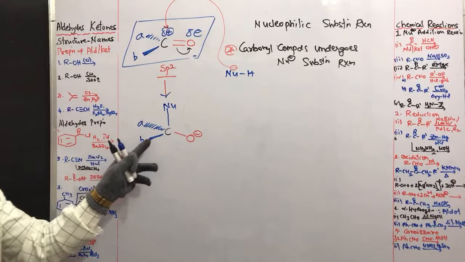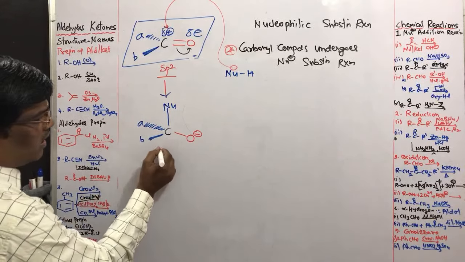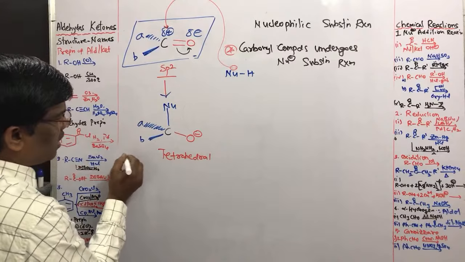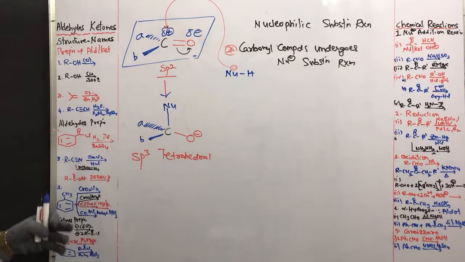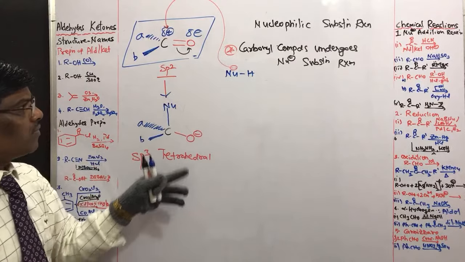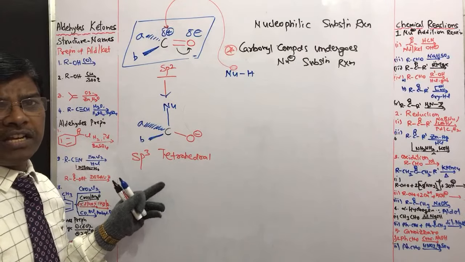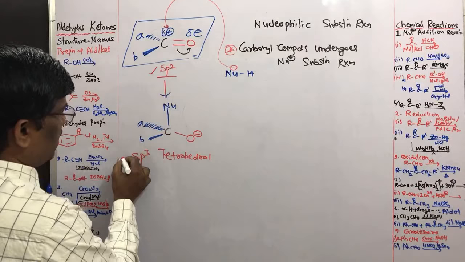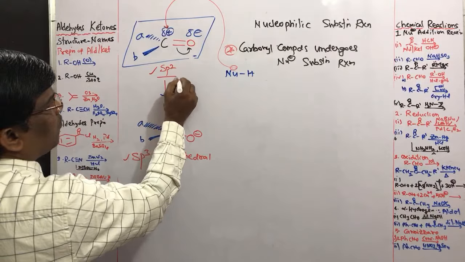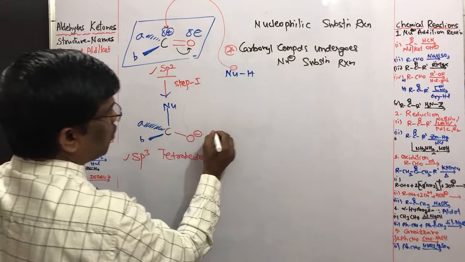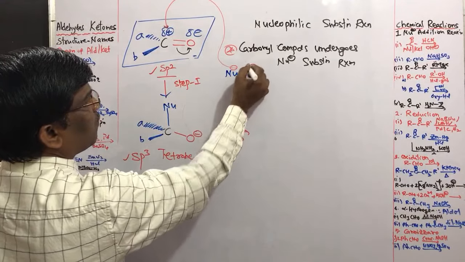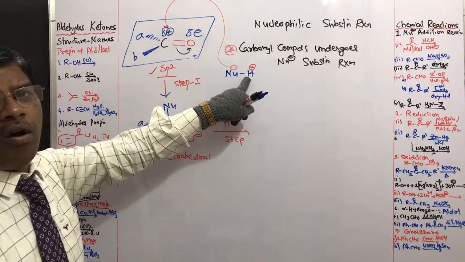What is the hybridization of this carbon? It is tetrahedral, and the hybridization is sp3. So carbonyl compounds during nucleophilic reaction undergo sp2 to sp3 hybridization, because it is strained, it easily undergoes this reaction. It is step 1, and step 2 takes up proton.